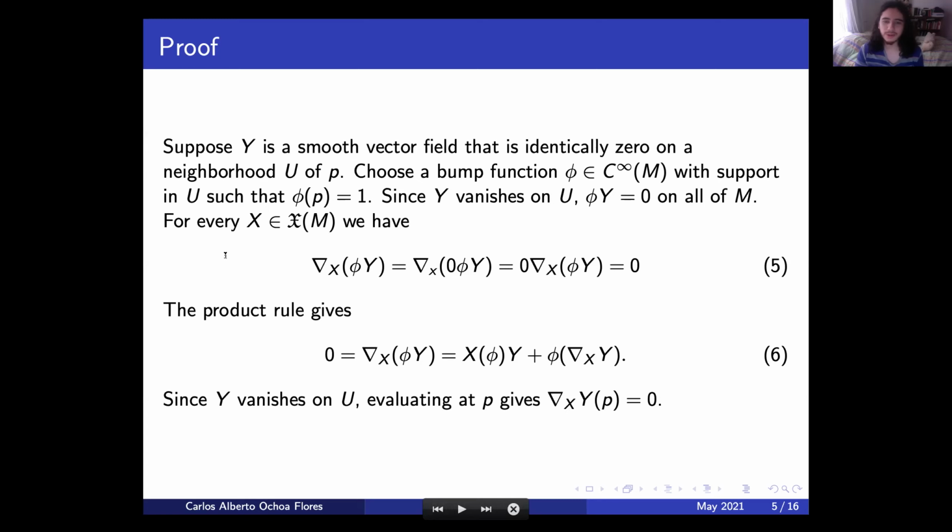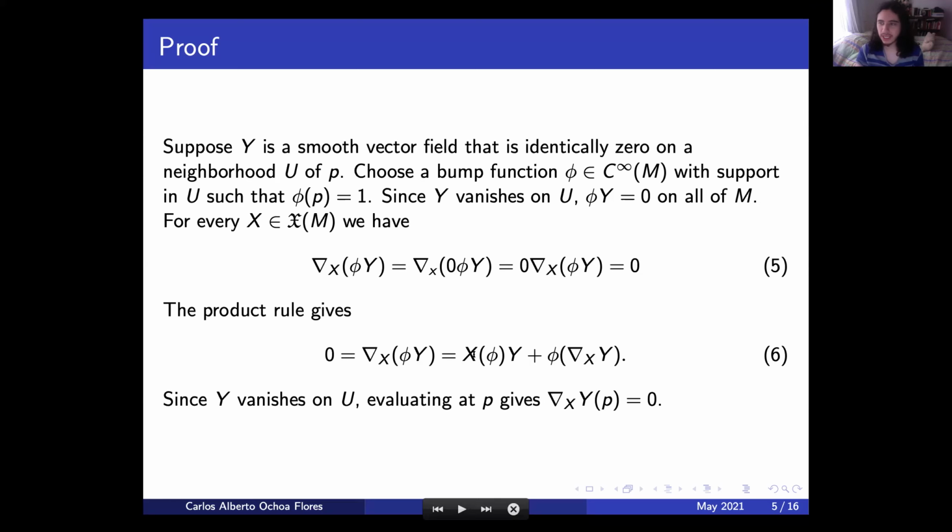So when we differentiate this vector field in the direction of X, we can do this, right? And this one is 0, and that's the same as 0 times the vector field, which by the properties of bilinearity, one can take the 0 away, and so that will be 0, right? And then the product rule guarantees that 0 is equal to this expression here.